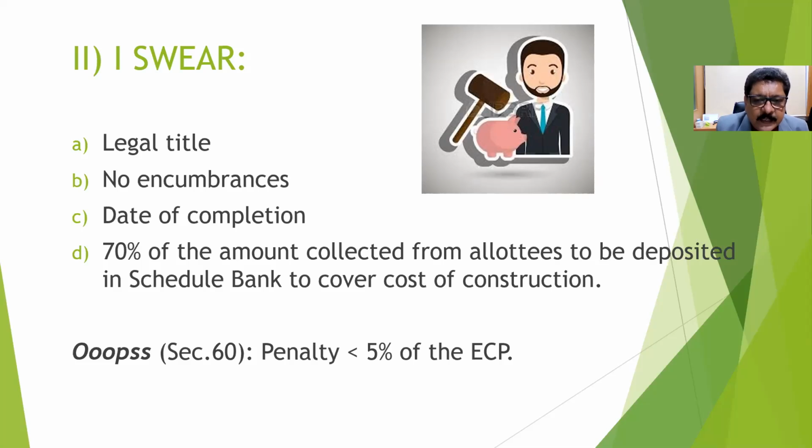They'll put up the board. They will start collecting the pre-launch money from all the buyers, in cash or in cheque, and gullible home buyers used to get trapped into this, and the builder used to collect the money from the home buyers and put it in some other project. Now with this clause, whatever money is collected in that project, he has to deposit 70% of the amount collected from the allottees in the scheduled bank to cover the cost of construction of the same project. He cannot utilize the money anywhere else. Otherwise, Section 60 will come into place, penalty up to 5% of the estimated cost of the project.